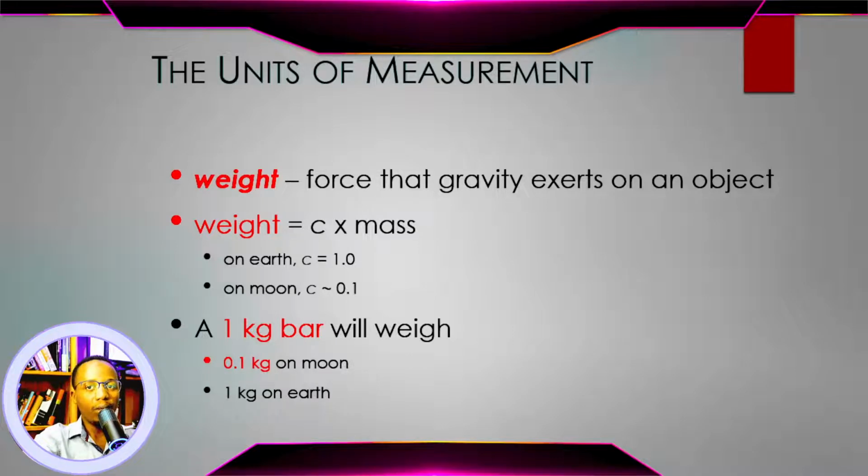So the weight will be different. But guess what? The mass is the same. So this one that weighs 0.1 kilogram on the moon will still have a mass of 1 kilogram, but the weight is going to be different. So that's the difference between the weight and the mass. And make sure that you can tell the difference, because it's a big difference that has a few implications that we're going to talk about.